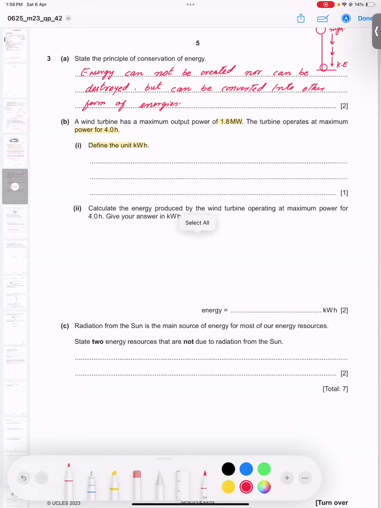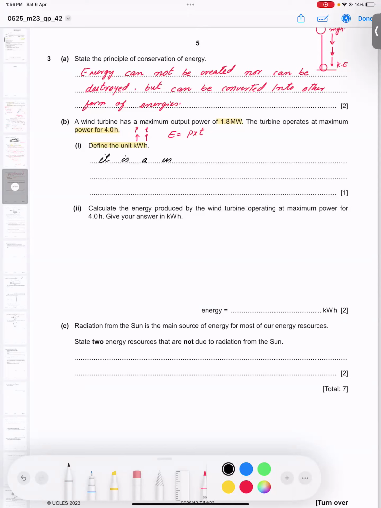I hope you remember you have studied the formula of energy: energy is equal to power times time. So you can see that kilowatt is the unit of power, and hour is the unit of time. So you can see that a kilowatt hour is the unit of energy. Okay, so I can write the answer. Actually, kilowatt hour is the unit of energy.